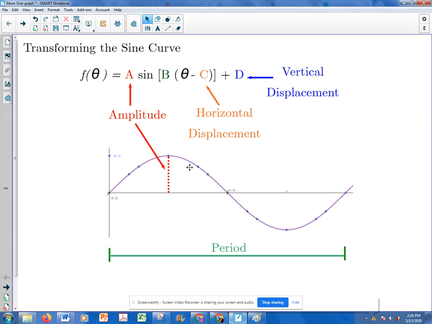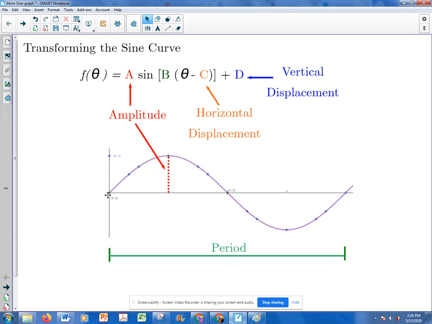Now the wind picked up and the wave started. So how big are the waves? How much did it displace from that center line? That's my amplitude. All right, B has something to do with the period. That's how long it takes to go one time around.